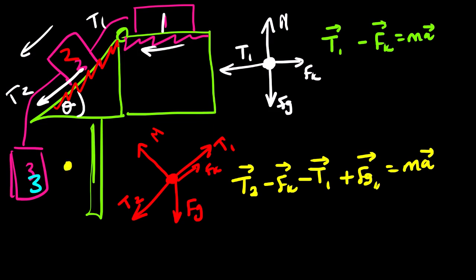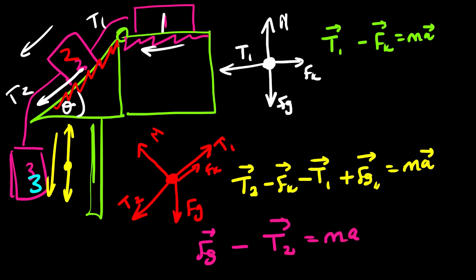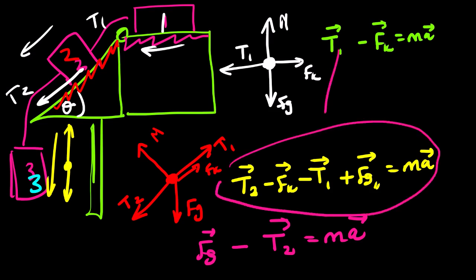And then our last object, remember this is the free body diagram, it's going down, so we're simply going to have FG minus T2 equals MA. Basically, you can see that this connects the two.